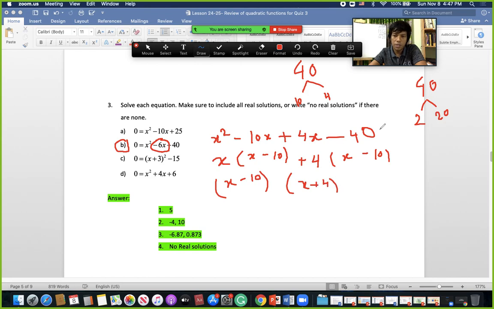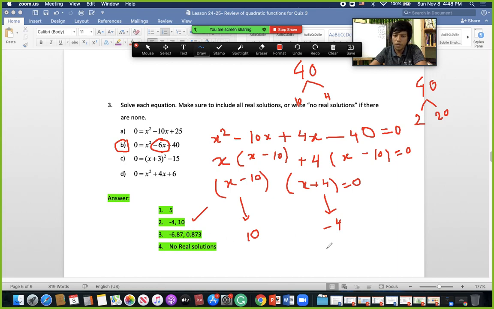And everywhere this equals 0 because we are trying to find the x intercept. To find the x intercept, we have to put y equals 0. Y equals 0 means this side equals 0. And as x minus 10 equals 0, so x equals 10 will be one answer. As x plus 4 equals 0, so x equals minus 4 will be another answer. So this is how we get the solution. X equals minus 4 and 10. Minus 4 and 10 is the solution.